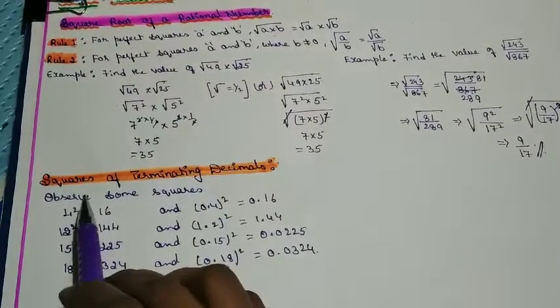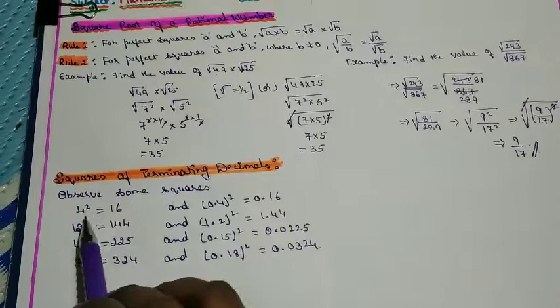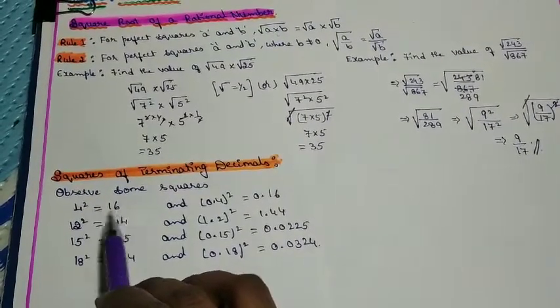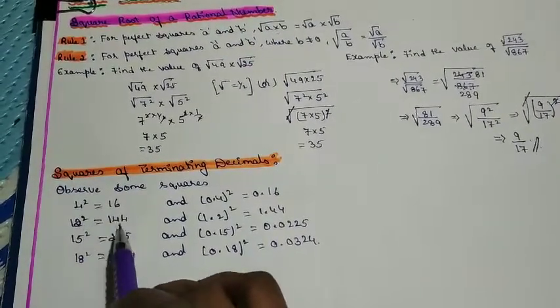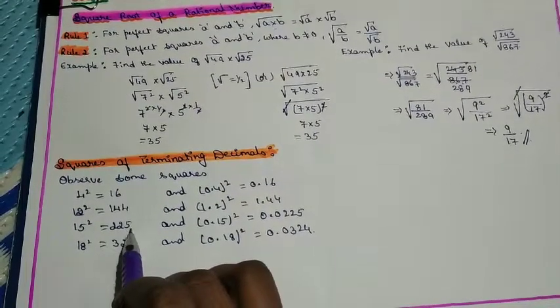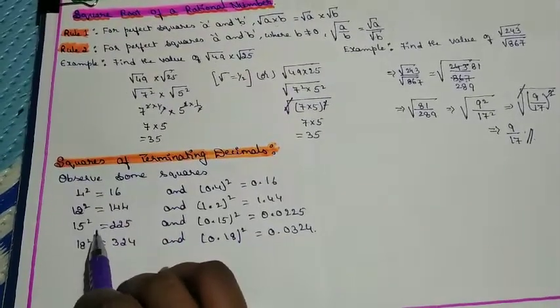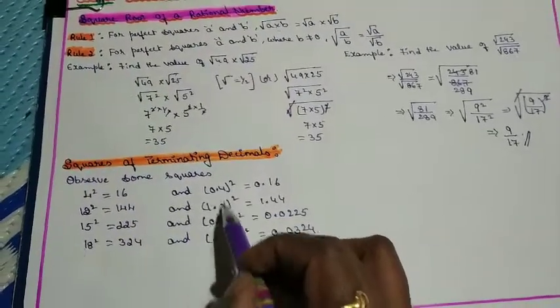So here you can observe some patterns, that is, observe some squares. We know that 4 square is nothing but 16. 12 square, that is 12 into 12, is nothing but 144. 15 square is nothing but 225. 18 square is 324. Same numbers are considered, but they have been kept in decimals.